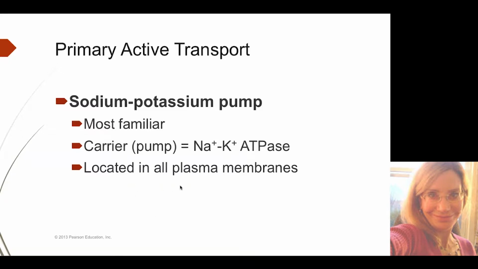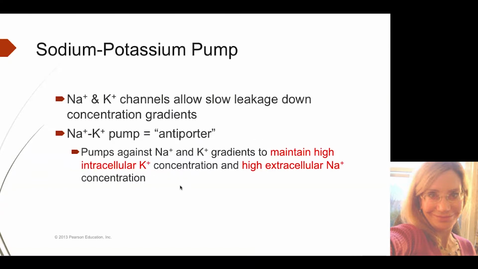This pump is located in all plasma membranes. The Sodium-Potassium Pump, first of all, understand that there are actually some sodium and potassium leakage channels that are always going to allow slow leakage down each of these ions' concentration gradients. So when sodium is highly concentrated on one side of the membrane, it can leak through these channels down its concentration gradient.